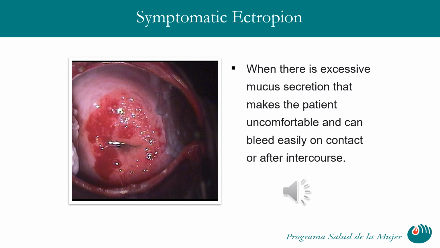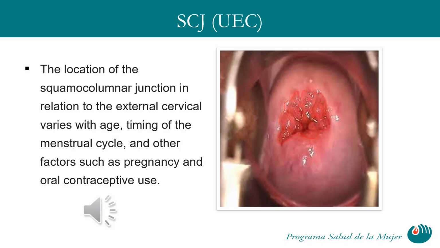This slide addresses symptomatic ectropion, a condition where the glandular cells from inside the cervical canal spread to the outer surface of the cervix. This can lead to excessive mucus production, which might cause discomfort for the patient. It can also lead to increased susceptibility to bleeding, especially on contact or after sexual intercourse, due to the delicate nature of the glandular cells. It's important for nurse practitioners to recognize that while ectropion is typically a normal finding, when it becomes symptomatic, it may necessitate further evaluation and management to alleviate symptoms and rule out other conditions.